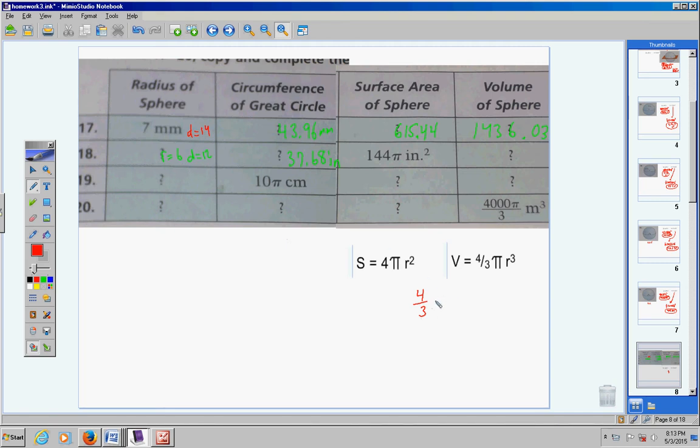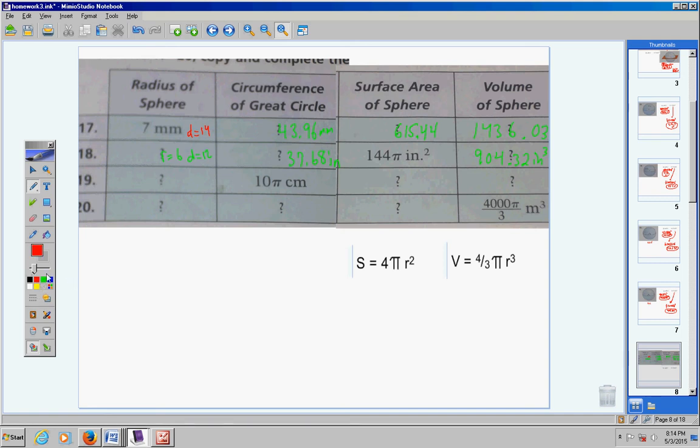So 4/3 times 3.14 times the radius cubed, 6 to the third power. Now, 6 to the third power is 216, and then multiply that by 4/3 and 3.14, and you will get 904.32. Sorry guys, the pen is messing up. 904.32 inches cubed. Alright, moving on. Now, let's take a look at number 19.